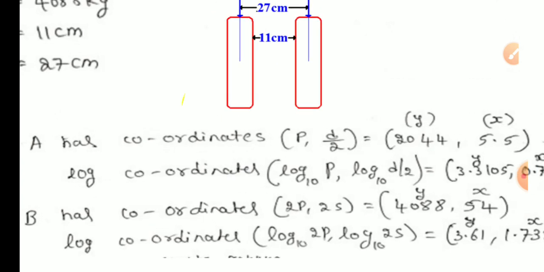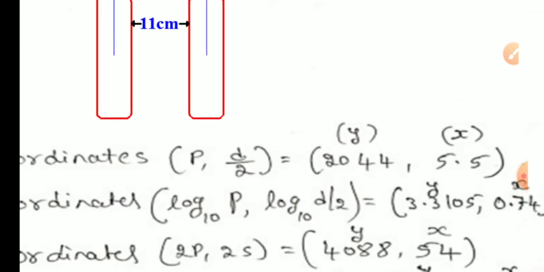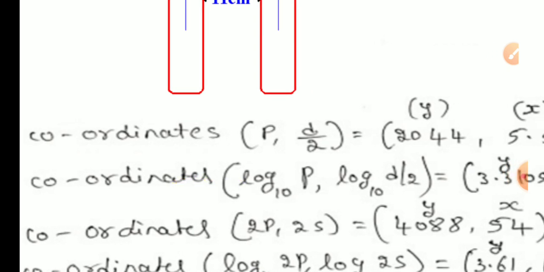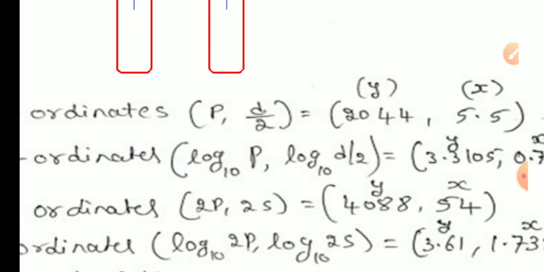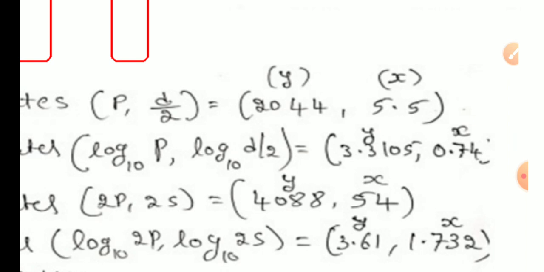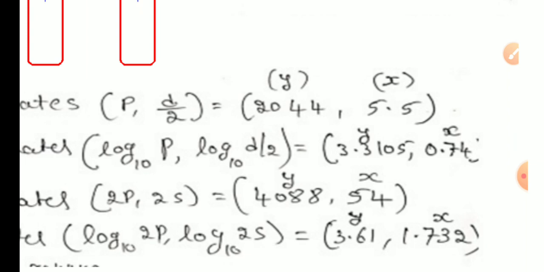Now point A has coordinates of P comma D by 2, so 2044 comma 5.5, where 2044 is on the y axis and 5.5 is on the x axis. Now the log coordinates are log to the base 10 of P comma log to the base 10 of D by 2. Using the calculator, we get 3.3105 and 0.74. We are getting log 10 because the log graph is not available; the formula is given for a log graph, so we are converting. That is for the normal graph sheet.